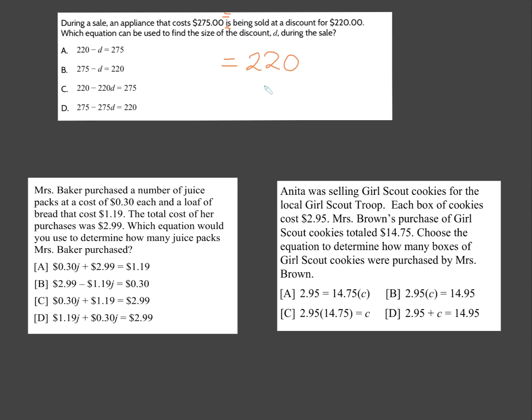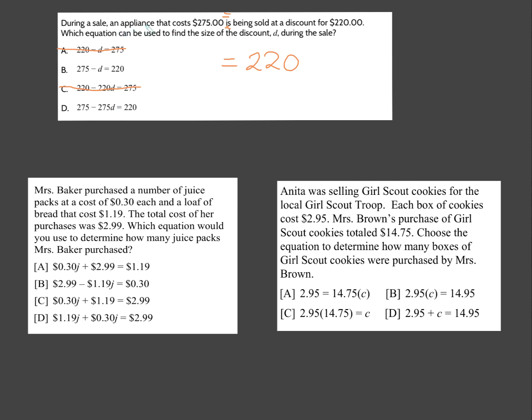I'm going to use the process of elimination. A equals $275. That is not my answer. Okay, B equals $220. So, possible answer. C equals $275. Not my answer. D has equals $220. So my answer is either B or D. Let's go back to our problem.